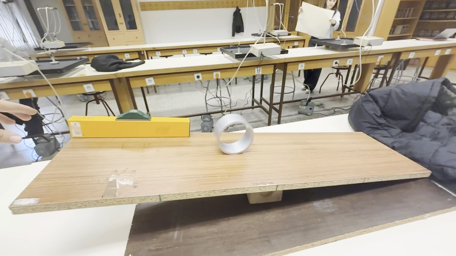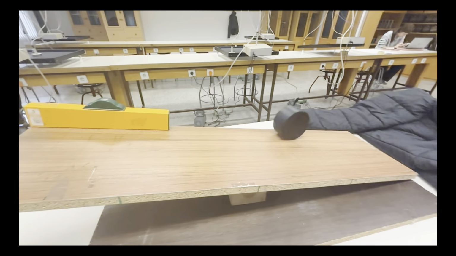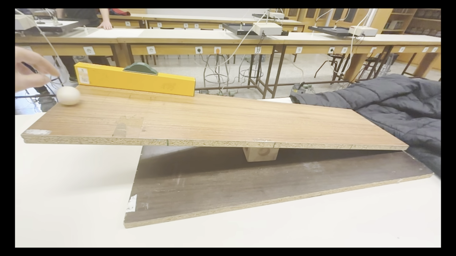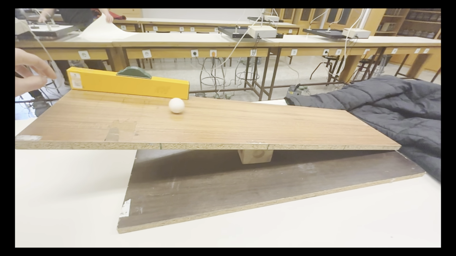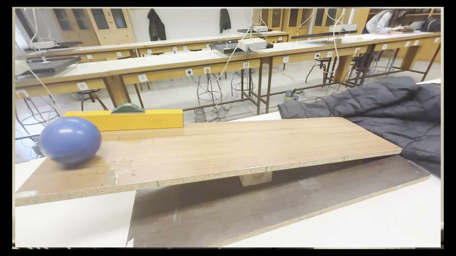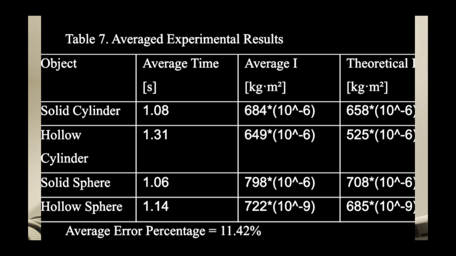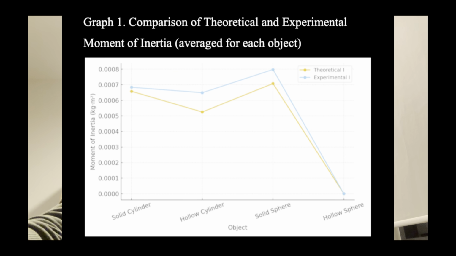Each trial was recorded with a slow motion video, which was used to measure the time of each motion. Each motion was repeated 5 times for each object. You can see the motions of our objects and their respective data. After we were done with the motions, we calculated the error percentage of each object. Here are some graphs to better visualize our results.